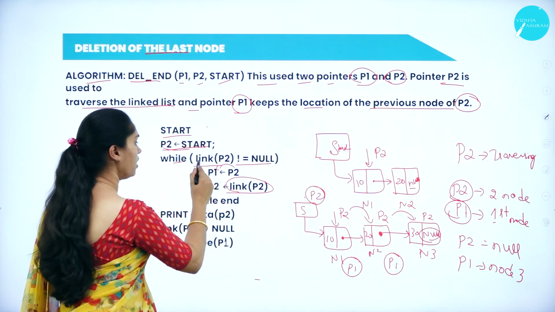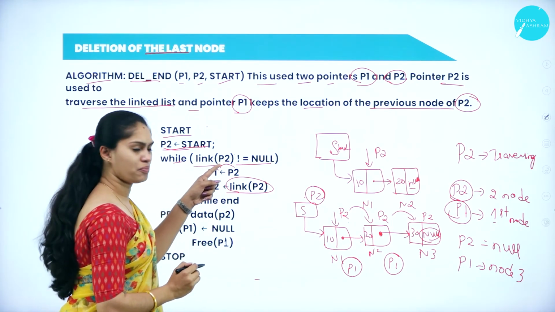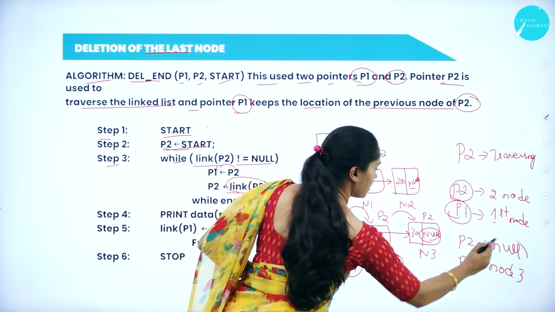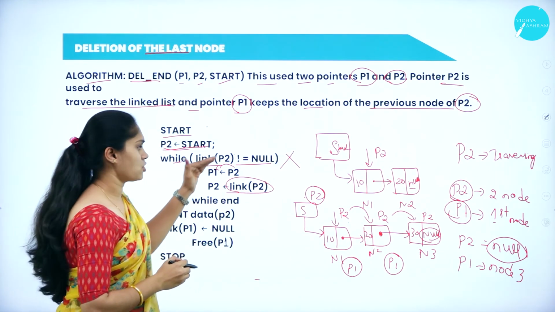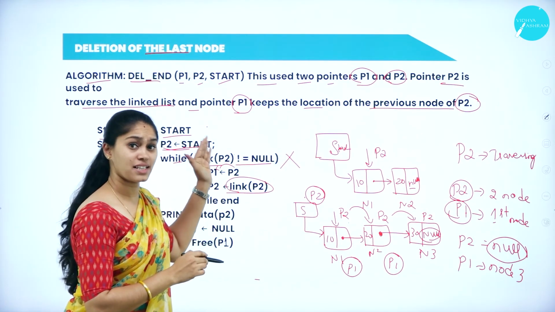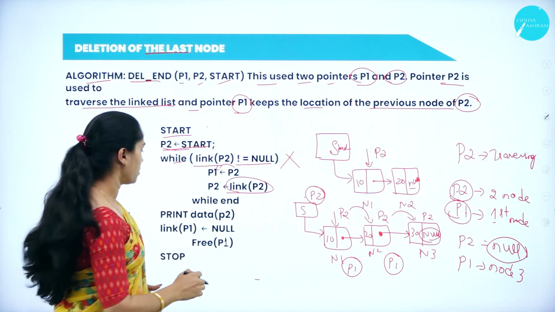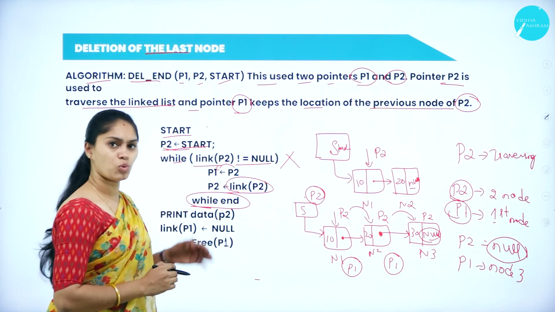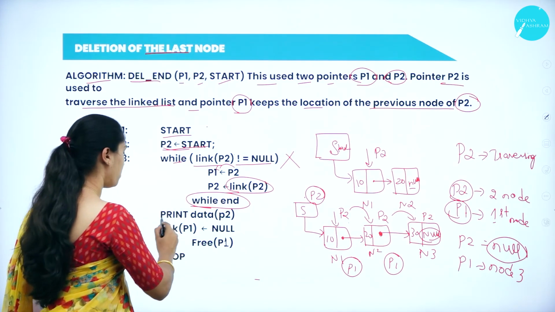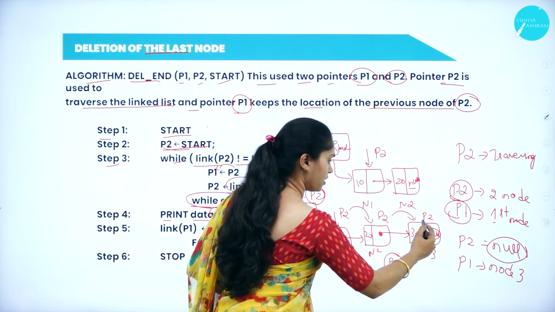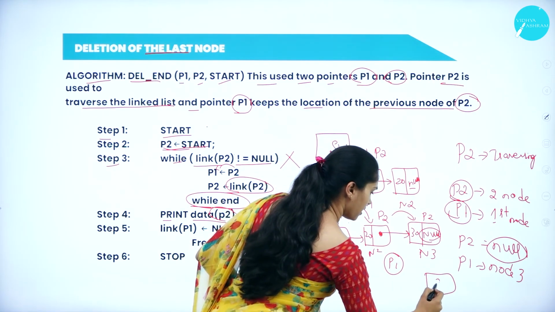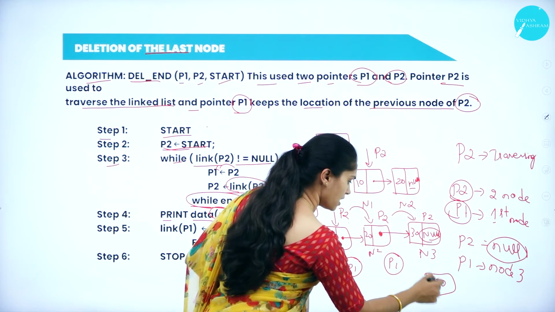Then it will come here, link of P2. What is the link of P2 right now? That is null. That means it will be not true. That is, it is not equal to null. No, it is equal to null. If it is equal to null, then we are going to end the while loop, and it will come here, print the data of P2. What we have in this P2 right now? The data is 30. Okay, so the data is 30.